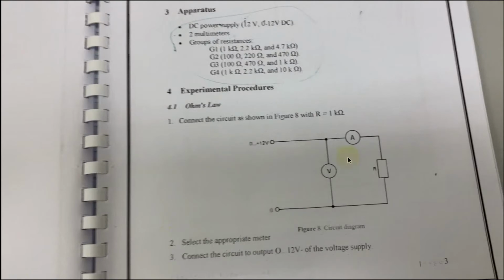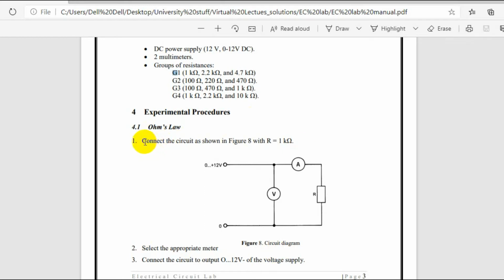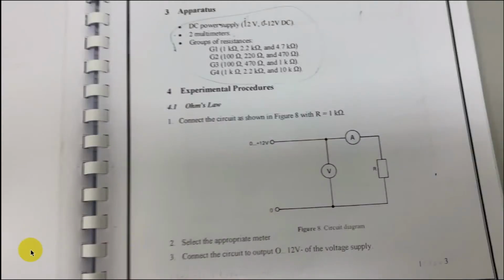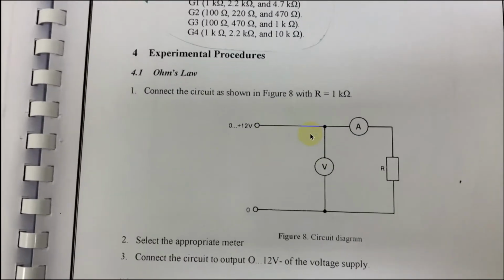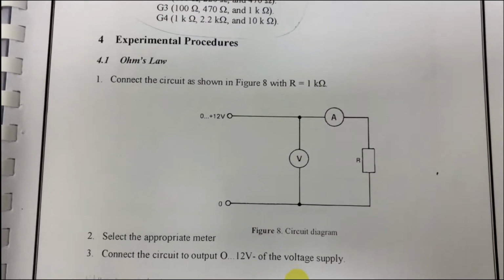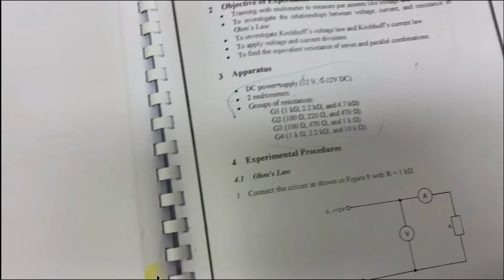This is our circuit. What we are going to perform here is Ohm's law. So what is Ohm's law? First of all, Ohm's law is nothing but V equals IR. We are using a 1 kilo ohm resistor here. So here we will start with the connection.